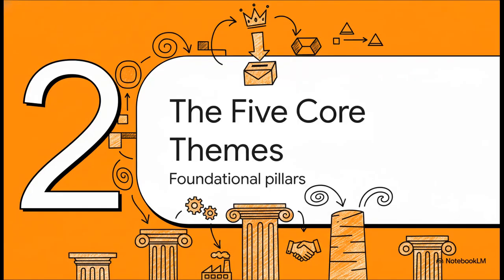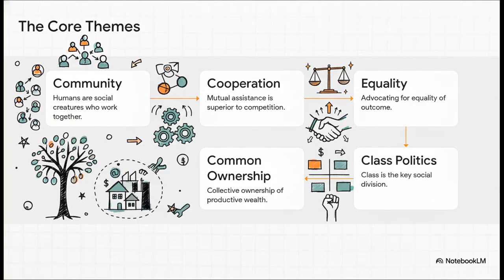And listen, while socialism comes in all sorts of flavors, from democratic to totally autocratic, most versions are built on just a few foundational pillars. So let's break down the 5 core themes that kind of tie it all together. These 5 big ideas are community, cooperation, equality, class politics, and common ownership. You can think of these as the essential ingredients in the recipe. Let's take them one by one.